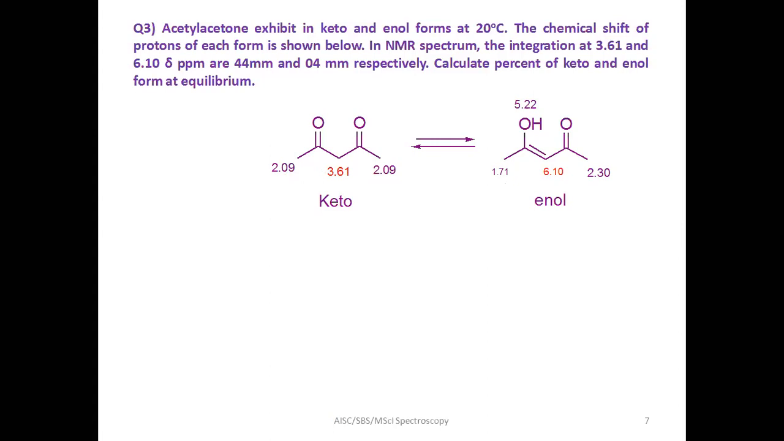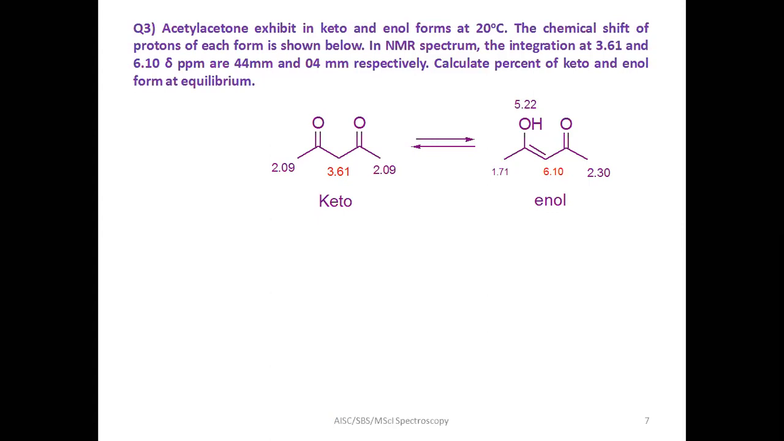3.61 and 6.10. Now you have to find out the number of hydrogen at that particular signal. That is the main thing. So how many hydrogen are present at 3.61? 2 hydrogen. And at 6.10? 1 hydrogen. Okay, so we are getting the hydrogen number at that particular peak or signal.